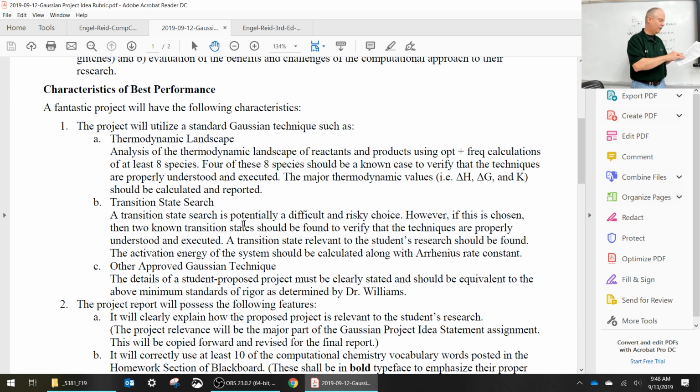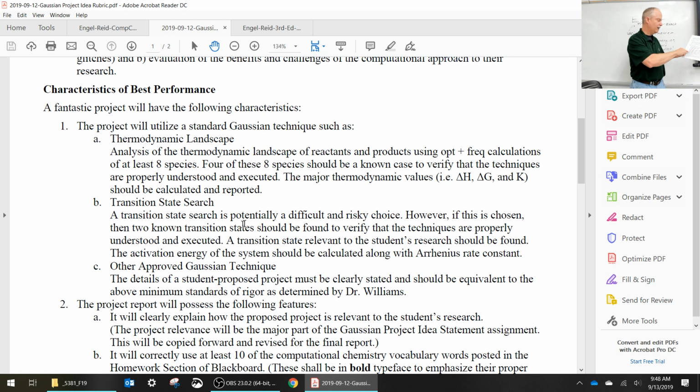And then this other approved Gaussian technique, if you'll just make the case to me that you want to do something else, this would be for someone, say, who's already doing calculations in their research. Like you wanted to do molecular mechanics or something like that. But I want you to sort of get my approval before you chose that as a topic, okay? So that's the main point, is to pick one of those, A or B or C, if you're going to make the case for it.